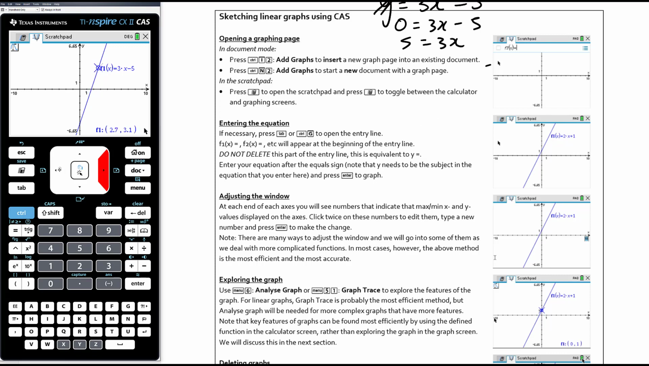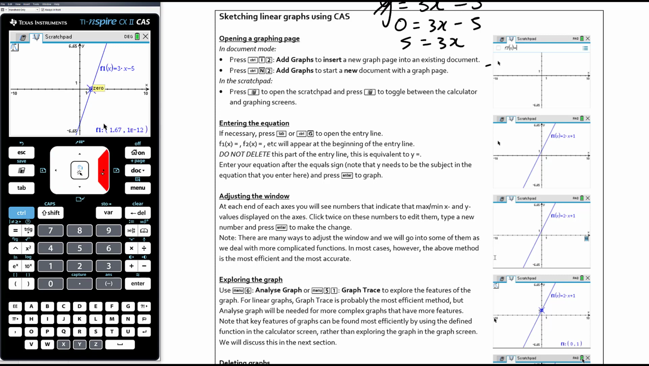We can find out other points in graph trace mode. We can just scroll along it. You'll see when it gets to the x-intercept, it says 0. Another word for x-intercepts is zeros of functions. That is where the function equals 0, where the y value is 0. If we scroll and we get to the y-intercept, it'll tell us that that's the y-intercept, to be specific about that point.